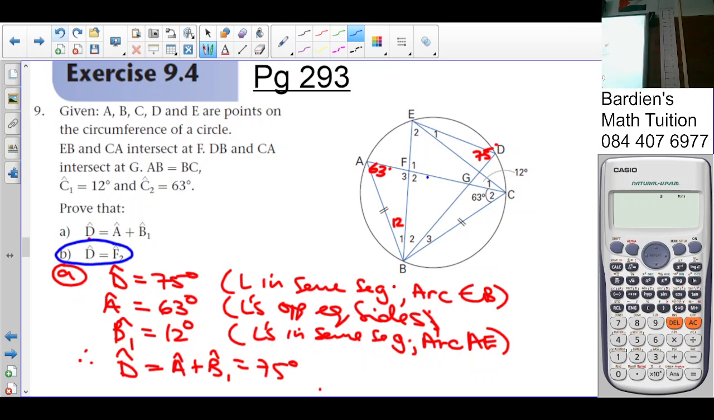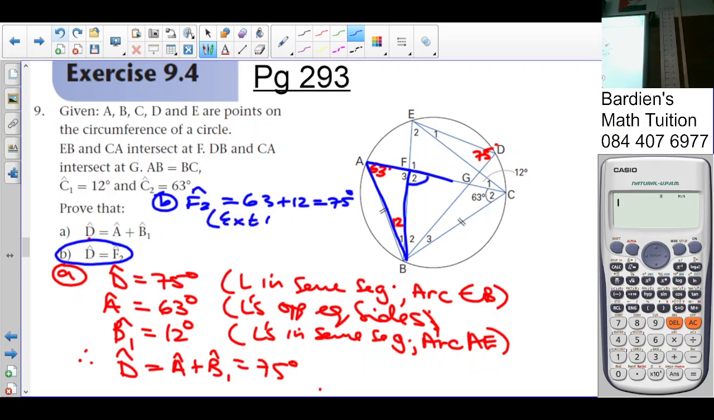And hang on. There's F2. Well, what is F2 equal to? 75. Why? Exterior angle of triangle. Here's your triangle, and F2 is your exterior angle. So F2 is equal to 63 plus 12, which is 75 degrees. That is exterior angle of triangle, and it's triangle AFB.